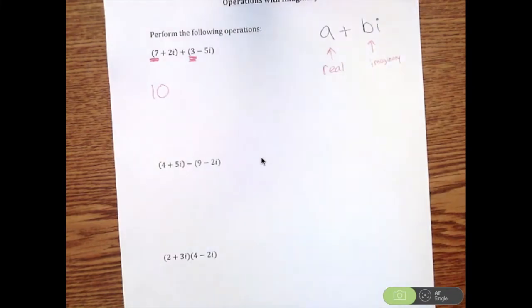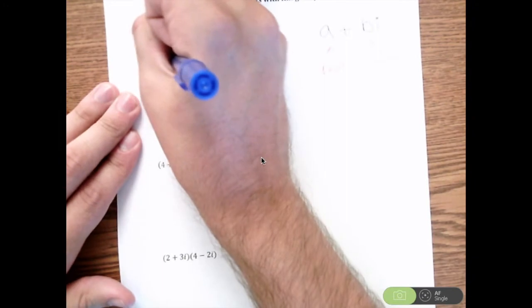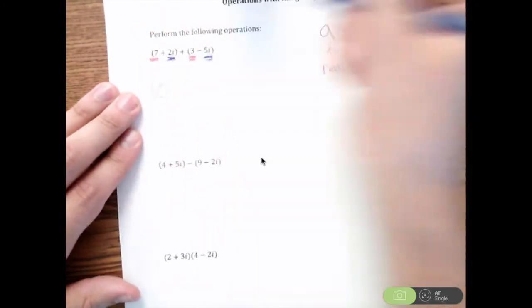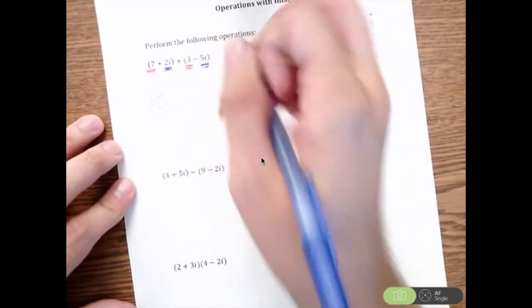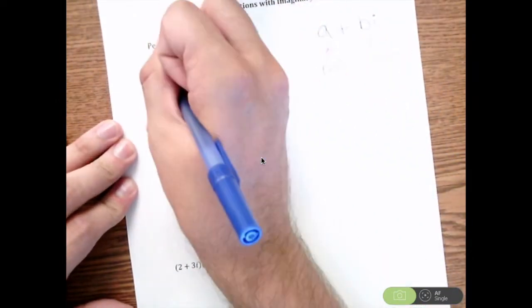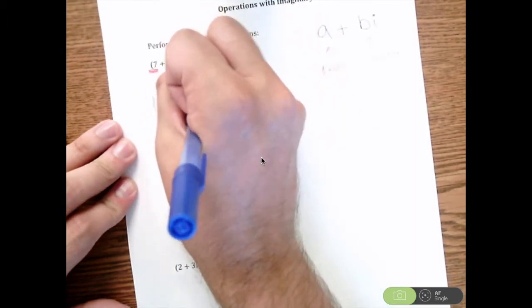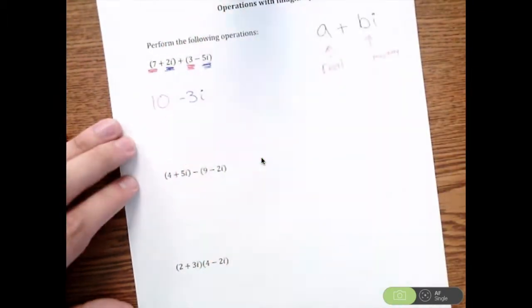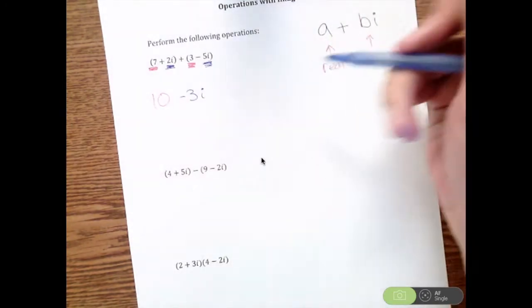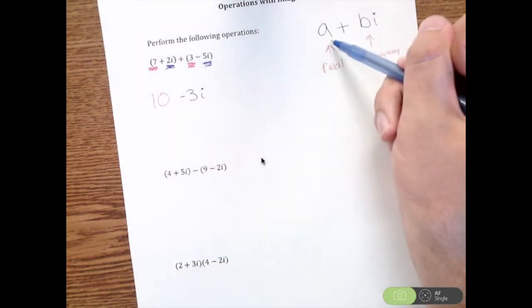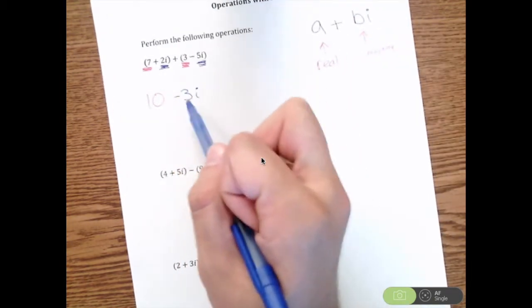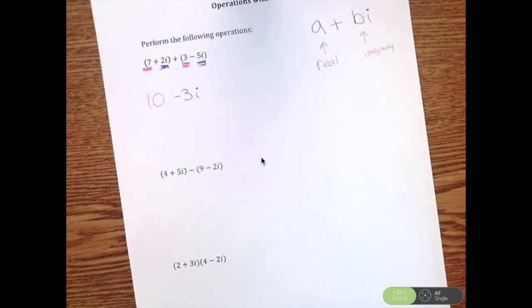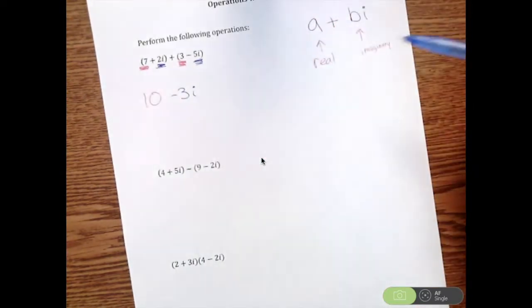After I've dealt with the real part, I'm going to deal with the imaginary part. So I have 2i plus negative 5i. If I add the coefficients together, 2 plus negative 5, I get negative 3, and I still have i. When you're doing these problems, just remember you want the real part first and the imaginary part second. So we have 10 in front, that's real, and the imaginary part, negative 3i, in the back. So that is adding complex numbers.